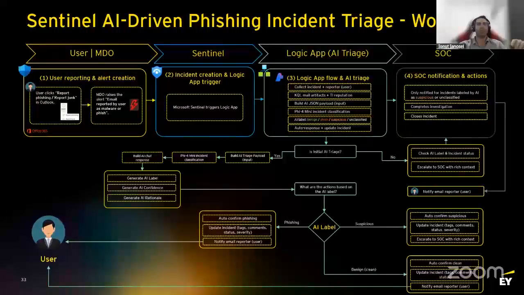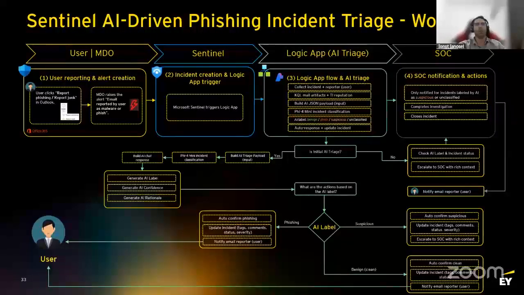In the second step, a Sentinel analytic rule will monitor Microsoft Defender for Office events tagged as user-reported phishing. And when triggered, Sentinel runs the AI triage logic app with the incident ID as input. And as technical outcome, the logic app will receive the incident context via Sentinel API. The logic app will obtain related entities such as email cluster, user account, mailbox.